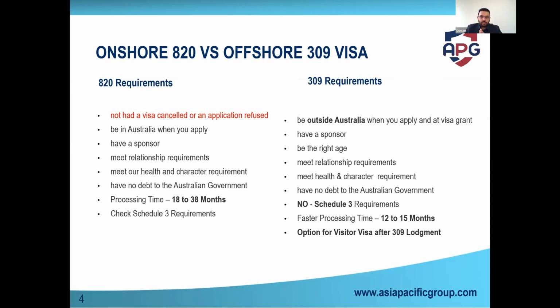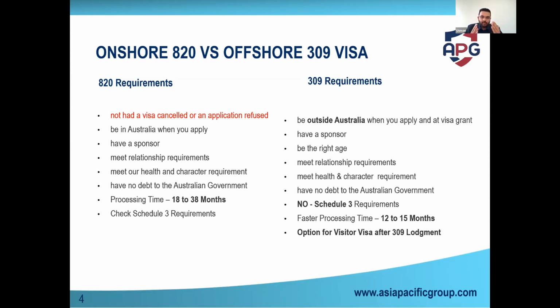Coming over to the offshore visa, when you are offshore, you don't get any bridging visa, but the rules are slightly different. So obviously you have to be outside Australia to apply for this, and you have to be a sponsor, be the right age, meaning you have to be the legal age, and you have to meet the relationship criteria, health and character as expected, and obviously you should not have any debt to the Australian government, which obviously you would not have if you're offshore. Now, there's no Schedule 3 problem over here because you're not in Australia, so it doesn't matter what's your status. Okay, and the processing time is slightly faster.